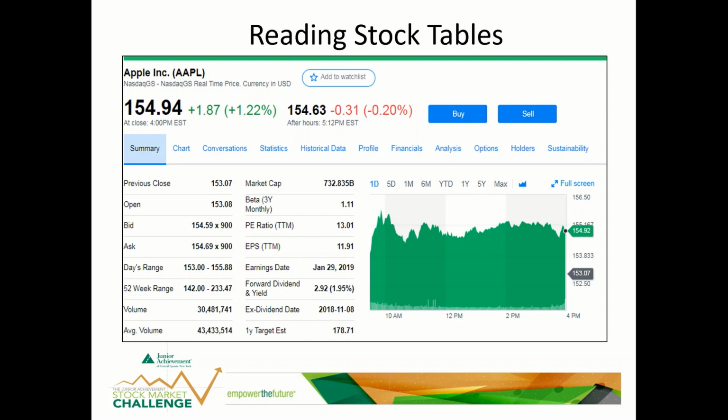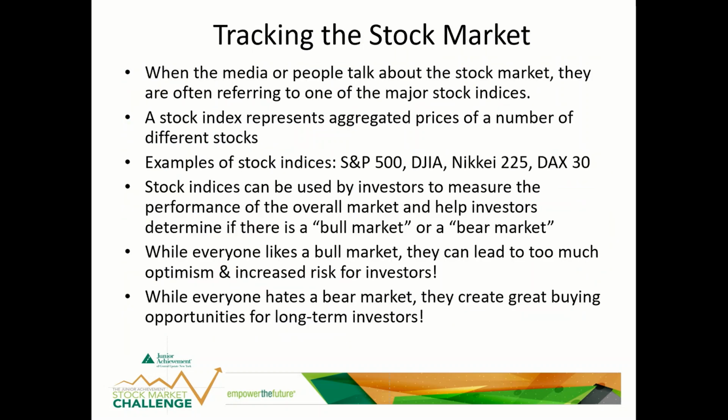At the JA Stock Market Challenge, the trading floor will have large video screens showing stock tickers, stock charts, and stock tables to help students understand and keep track of their stocks. So let's broaden this conversation from talking about individual companies to talking about the stock market as a whole. In addition to individual stocks, many investors are concerned with stock indices, or indexes. This is for a number of reasons.